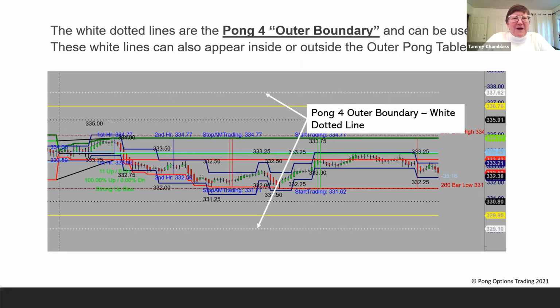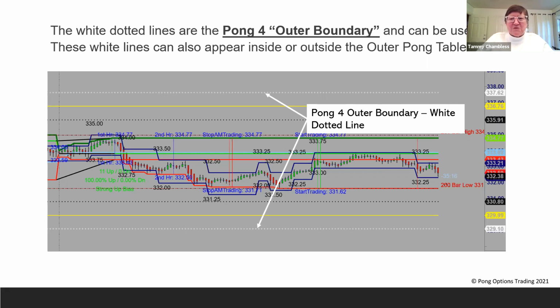Then there's the outer boundary. Sometimes that yellow PONG table will be very close to the current stock price, and the delta is greater than delta 20. And we don't recommend trading delta 20 or closer. So you may have to select a strike that's a little further out. There are additional tables provided further out that will give you recommended strikes, and you can trade those. You just go look at the delta or the premium you're getting for those.